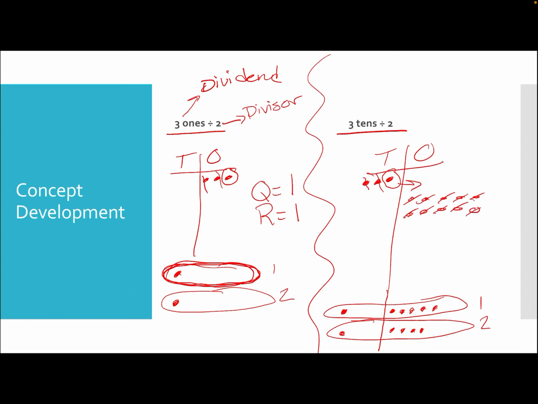And once everyone has equal amounts, we see, do we have any left over in the ones? No. So our remainder is going to be 0 because we don't have anything left over. We decomposed that 10 into 10 ones, and we were able to divide those 10 ones equally between our 2 friends. So now we need to figure out what our quotient is.